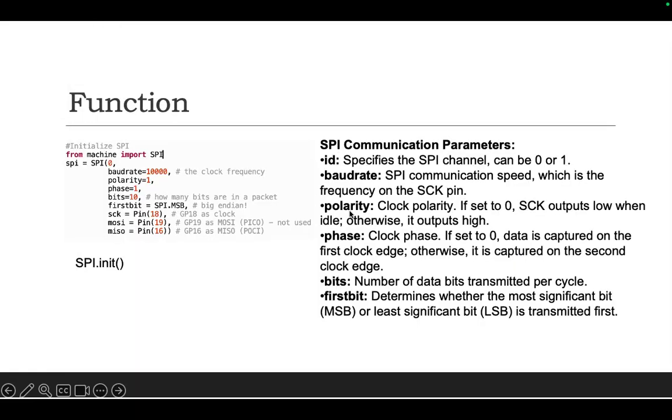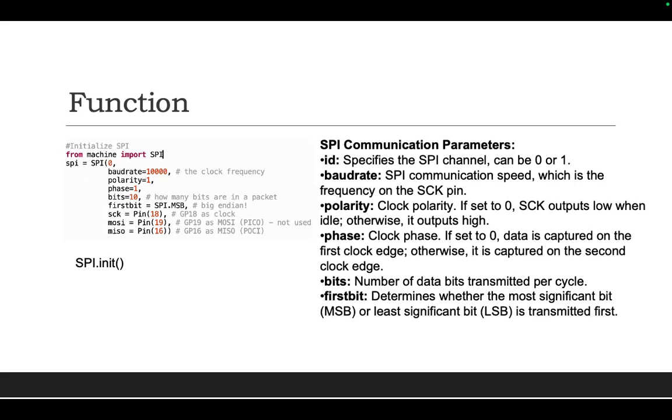Yeah, this one. You can see here, you don't define the specific pin as just a regular pin. You need to use the SPI function. The SPI function will define your pin 18 as the clock, pin 19 as MOSI, and pin 16 as MISO. Use this code to define that your pins will be used for the SPI communication protocol. That makes sense to you?